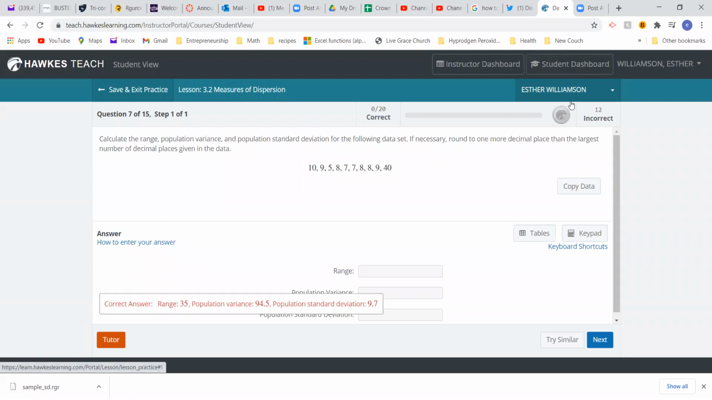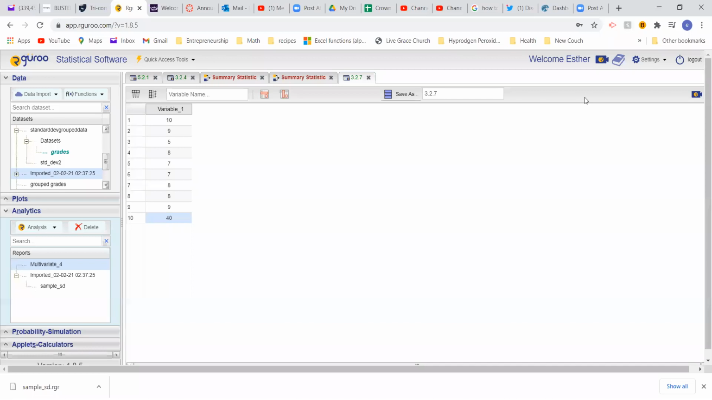Okay, so now they give us another data set that is more varied, and they're asking us to calculate the range, the population variance, and the population standard deviation. I don't know if there's 10 values, but we want to go to RGuru. The range is your max minus your min, so that's going to be 40 minus 5, which is 35. But let's go to RGuru and calculate the rest.